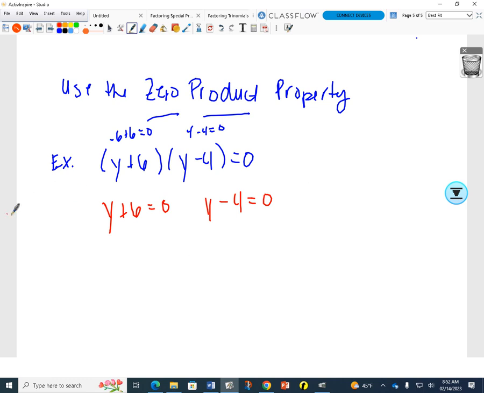All right, so now I'm going to solve by subtracting 6 from both sides, and I get y equals negative 6. I'm going to add 4 to both sides, and y equals positive 4. So my solution to this equation is negative 6 and positive 4, which we knew before we did this.